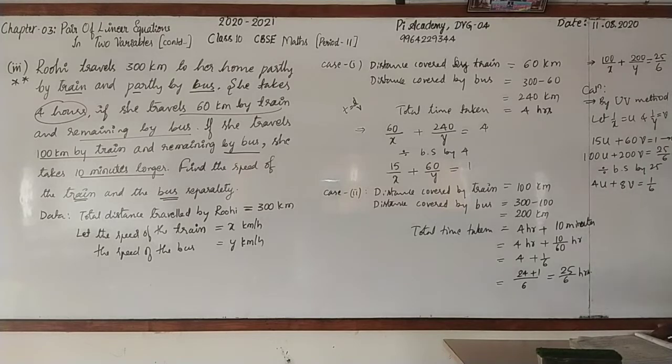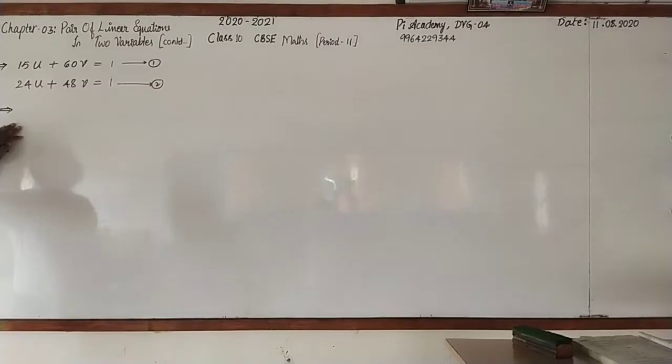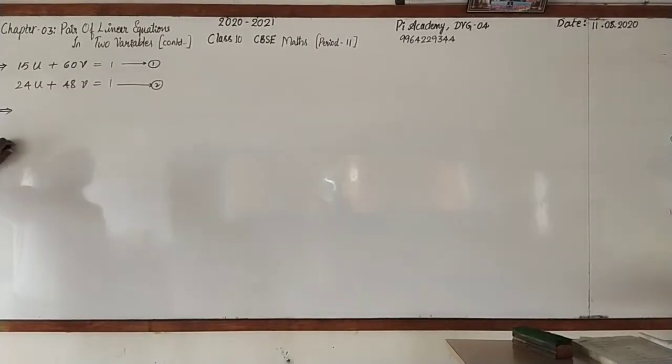Multiply 6. 6 4s are 24u plus 6 8s are 48v. Then this is equal to 1. Call it equation 2. Now, let us go for solving these two equations. Let's copy this. Observe. How do you go for solving them?